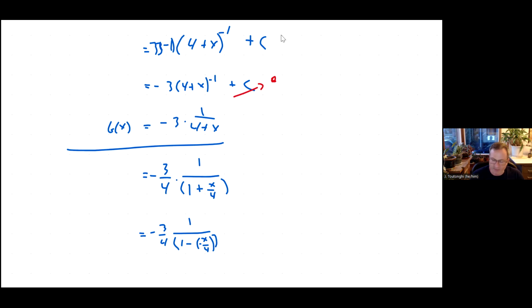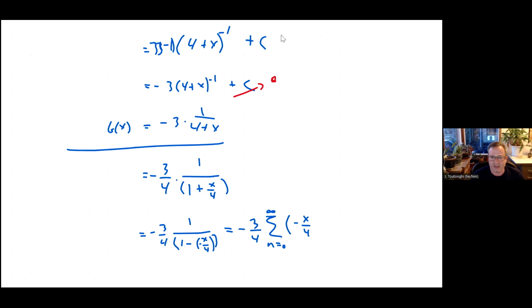Once we have that, the power series representation is pretty straightforward because negative 3/4 is a constant, so pull it out in front, times the sum from n equals 0 to infinity of (negative x over 4) to the n.